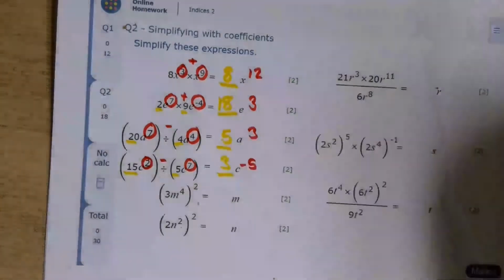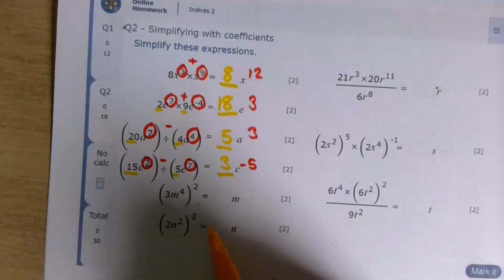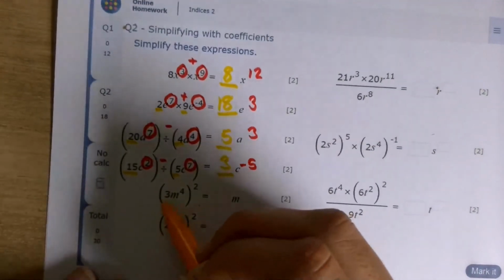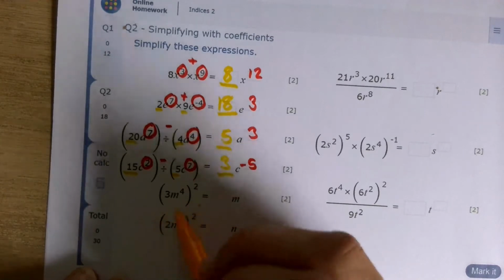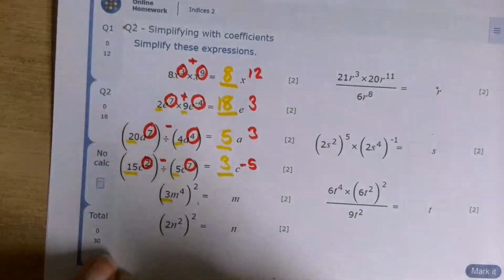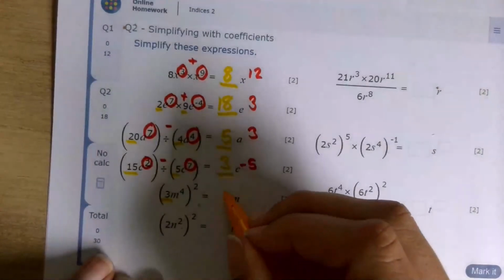Now this one, we've got it in brackets. So we need to remember what we do. We have to cube or square or whatever, everything in the brackets. So first of all, we're going to do 3 squared. What is 3 squared? 3 squared is 9.